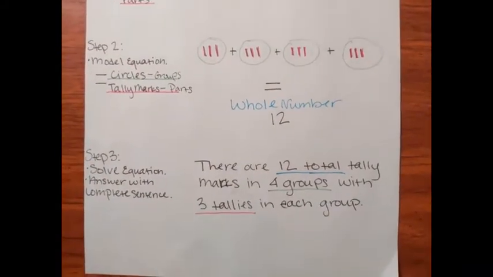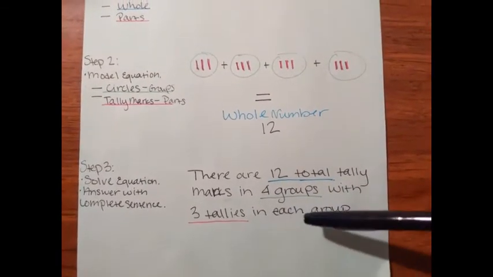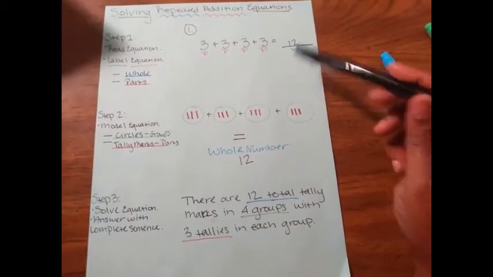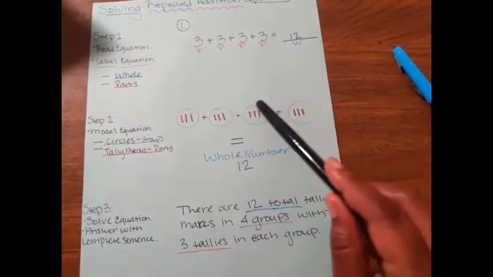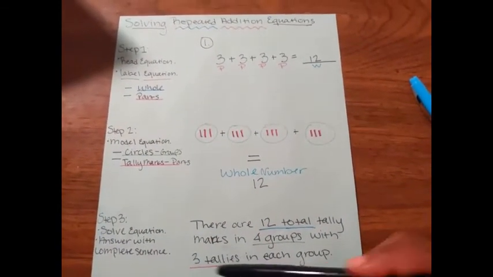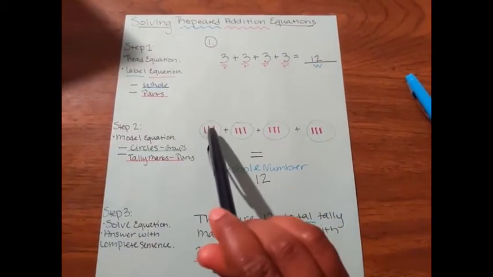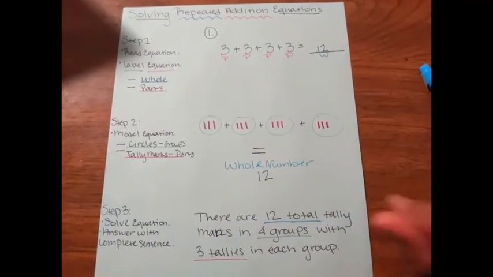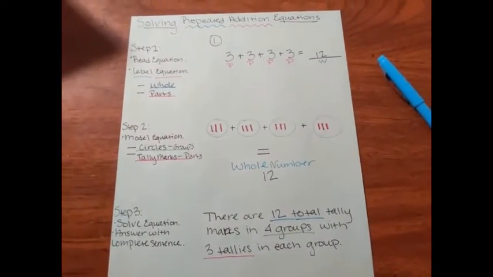Our complete answer is: there are 12 total tally marks in 4 groups with 3 tallies in each group. There are 12 total, 12 altogether, in 4 groups, 4 circles, because we have the number 3 repeated 4 times, and we have 3 tallies in each group representing our parts, and we have 3 in each circle because of our parts. We have solved number 1. Great effort, guys. Now let us move over to number 2.